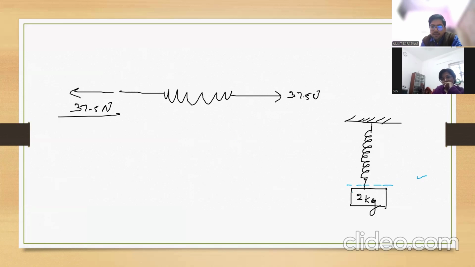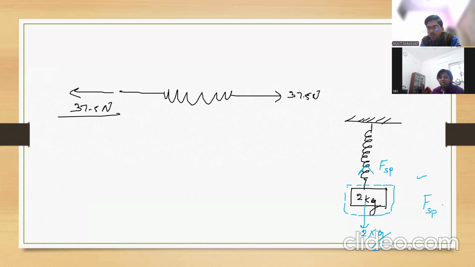You will draw a free body diagram like this. mg down, m into g, and spring force is up. How much? Let us suppose FSP. The spring is massless, so everywhere it is FSP. Then how much is FSP, if I ask here?